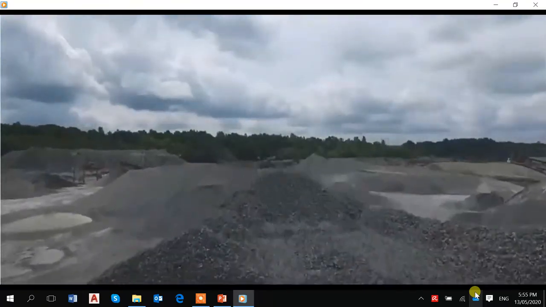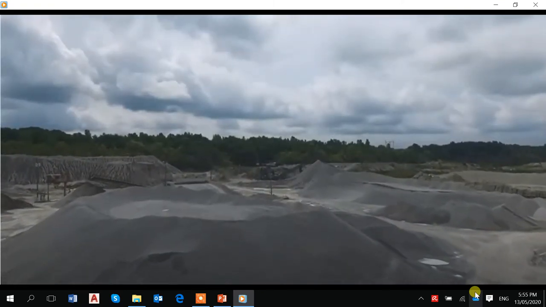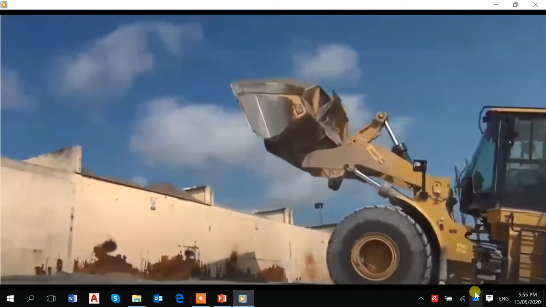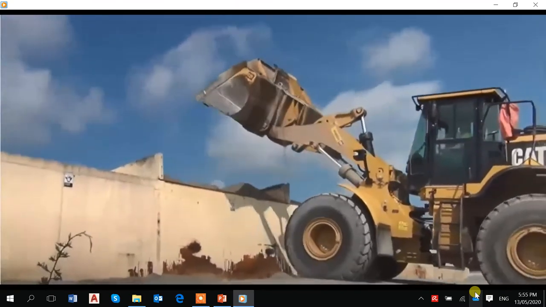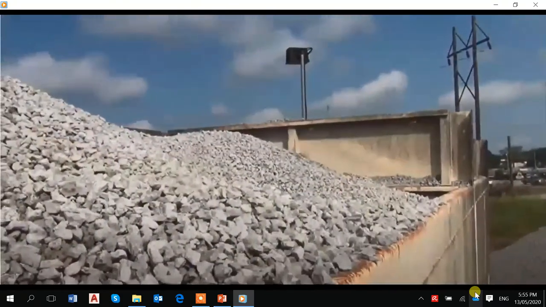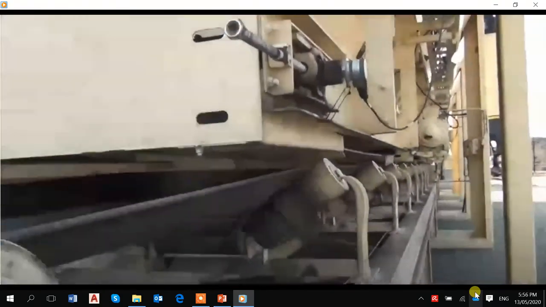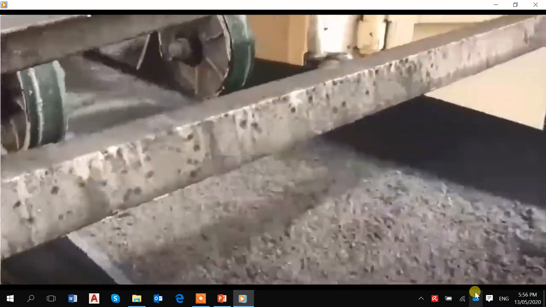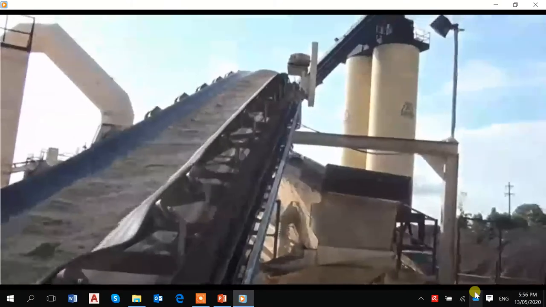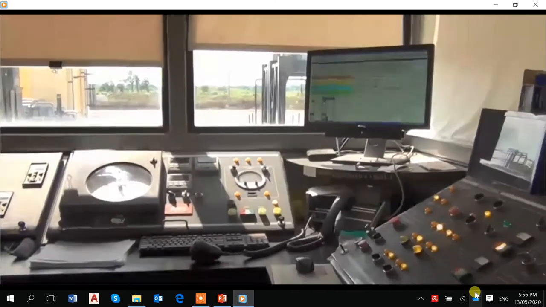Each pile consists of a different aggregate ranging from coarser stone down to finer sands. A loader operator hauls stone from the piles to cold feed bins. Each bin holds a different size aggregate. A conveyor running below the bins feeds aggregates into the asphalt plant. The plant operator, working in an on-site control room, can adjust how much of each aggregate size is used in the mix.